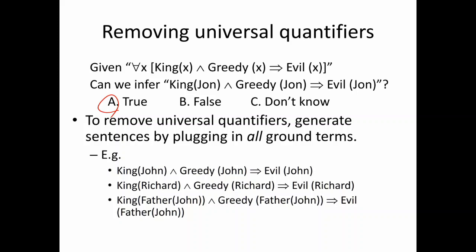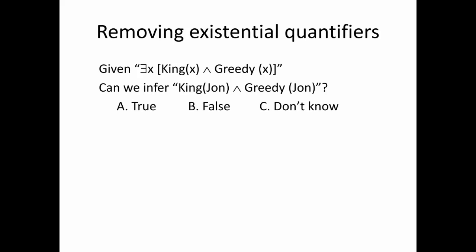I mean, that's what we get for going from first order logic, which is more expressive, to propositional logic, which is not as expressive. How about existential quantifiers? Suppose we have a sentence, there exists x such that king x and greedy x. So there is some x who's a king and also greedy. Can you infer that King John and greedy John? Not really. I mean, we know there is some x, but we don't know which x it is, or which x's it is.